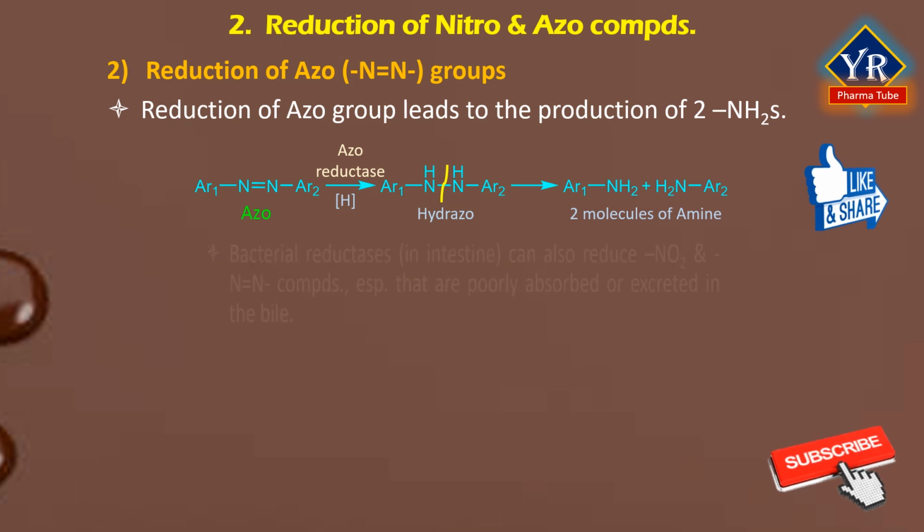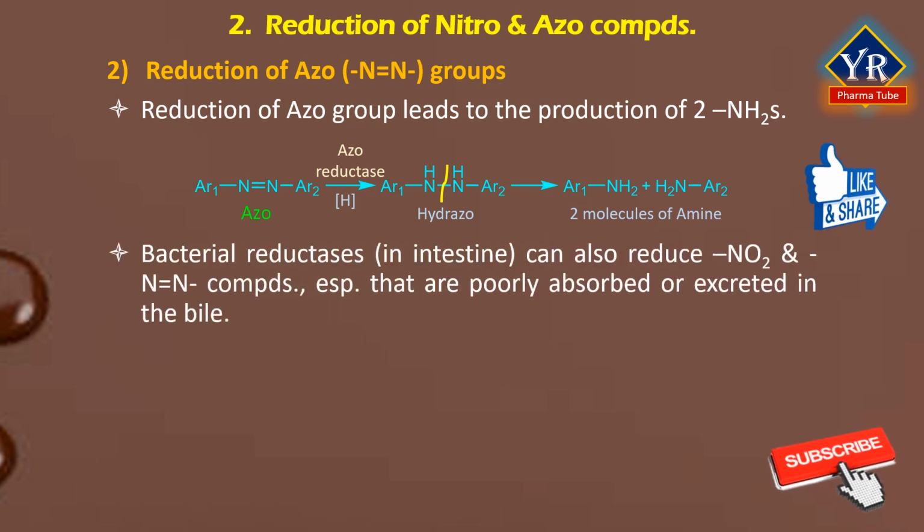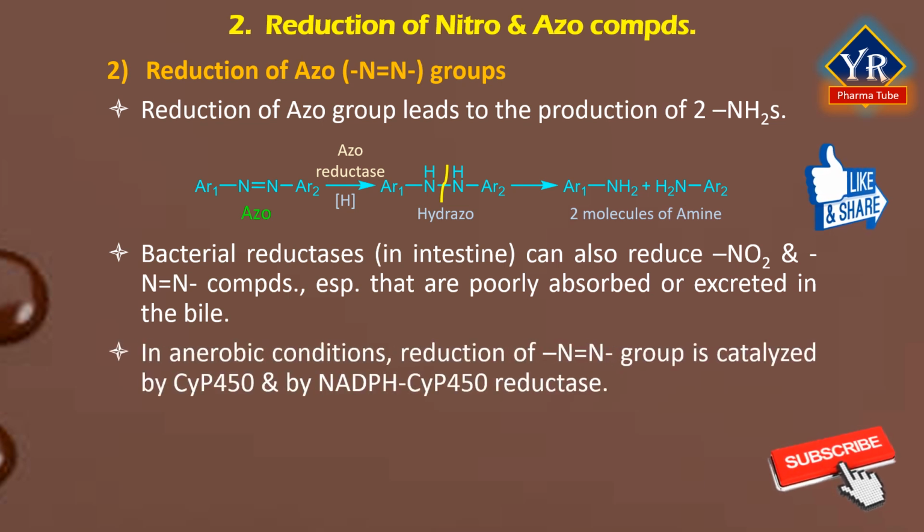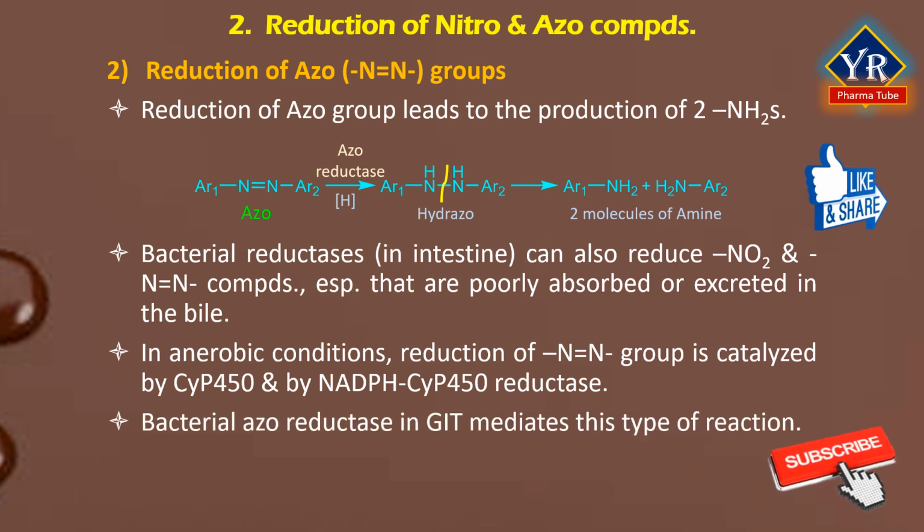In addition, bacterial reductases present in the intestine can reduce nitro and azo compounds, especially those that are absorbed poorly or excreted mainly in the bile. Reduction of azo group is catalyzed by cytochrome P450 enzyme and by NADPH cytochrome P450 reductase under anaerobic conditions. Bacterial azo reductase in the gastrointestinal tract mediates this type of reaction.